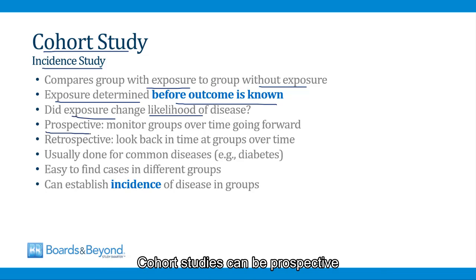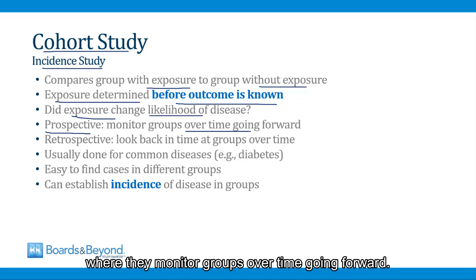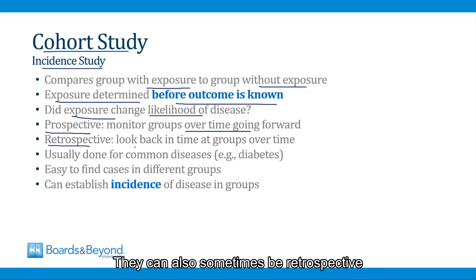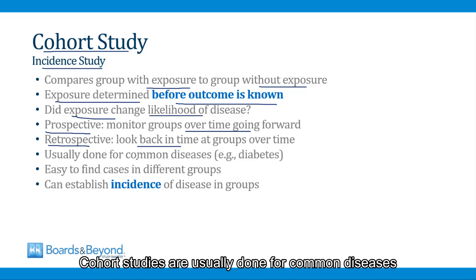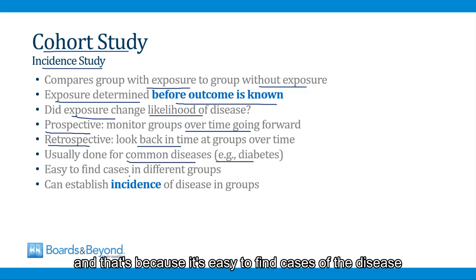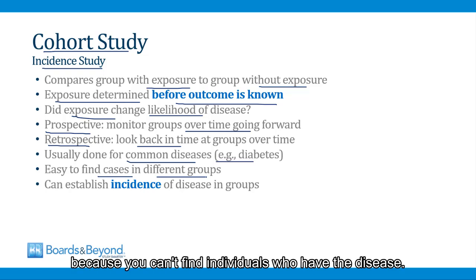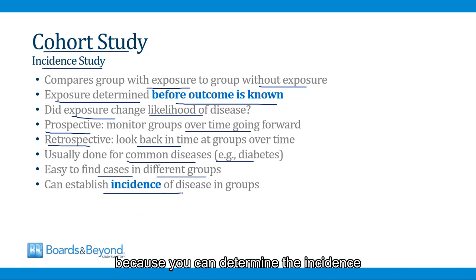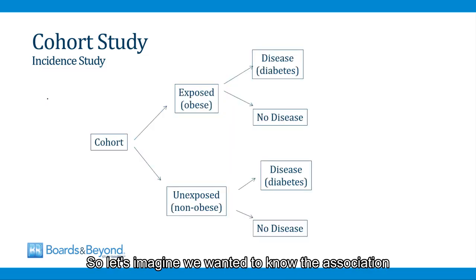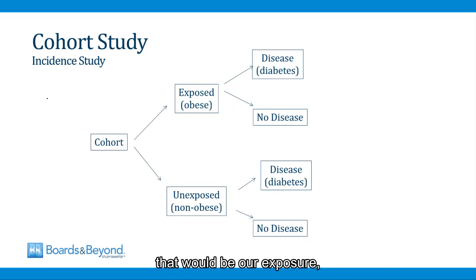Cohort studies can be prospective, where they monitor groups over time going forward. They can also sometimes be retrospective, where you look backward in time at the groups, and I'll talk more about this later. Cohort studies are usually done for common diseases like diabetes, and that's because it's easy to find cases of the disease in different groups. If the disease were rare, cohort studies are hard to conduct because you can't find individuals who have the disease. And cohort studies are called incidence studies because you can determine the incidence of disease in groups. So let's imagine we wanted to know the association between obesity, that would be our exposure, and diabetes, that would be our outcome.